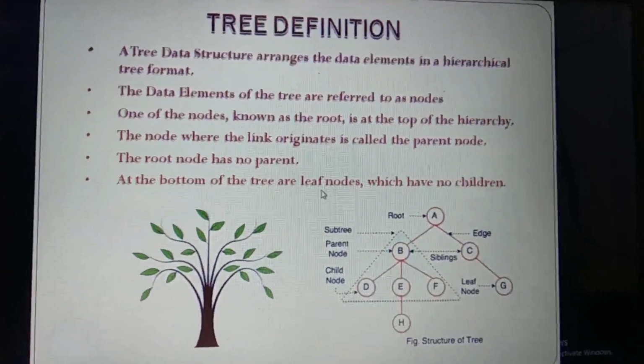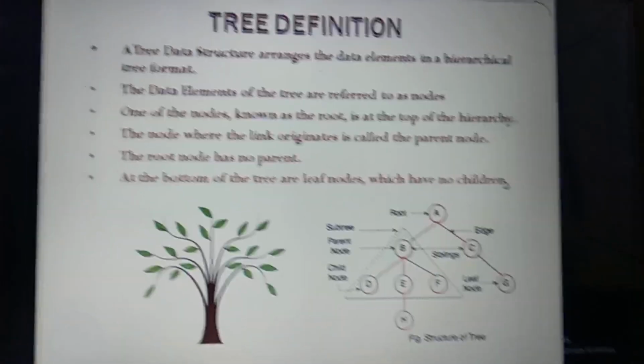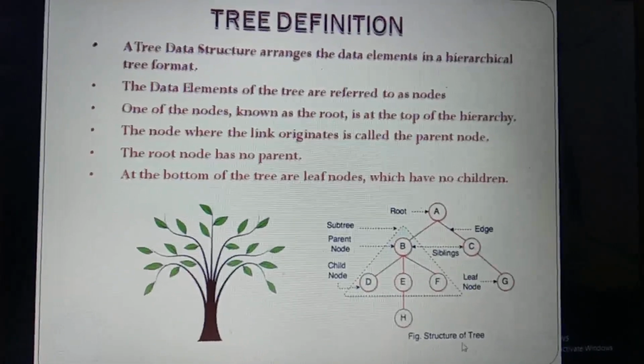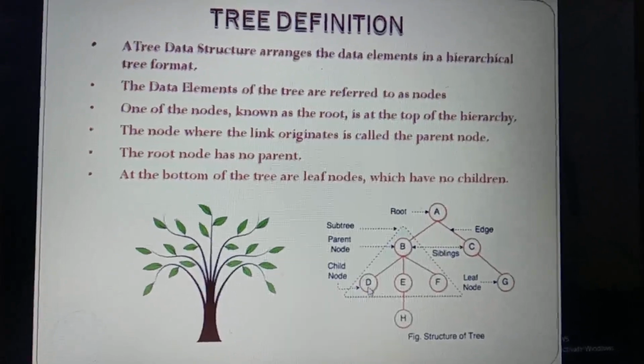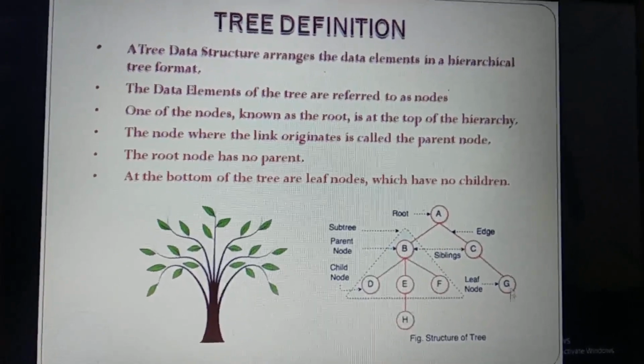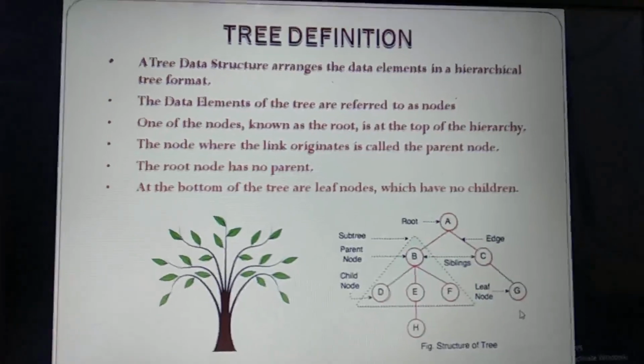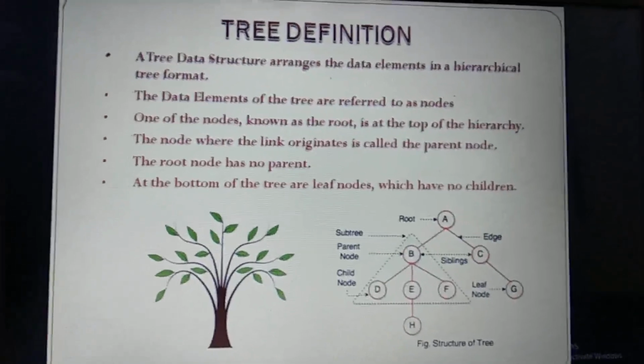At the bottom of the tree are leaf nodes which have no children. At the bottom of the tree, the nodes D, H, F, G are called as leaf nodes because they don't have children. Once again I am repeating.